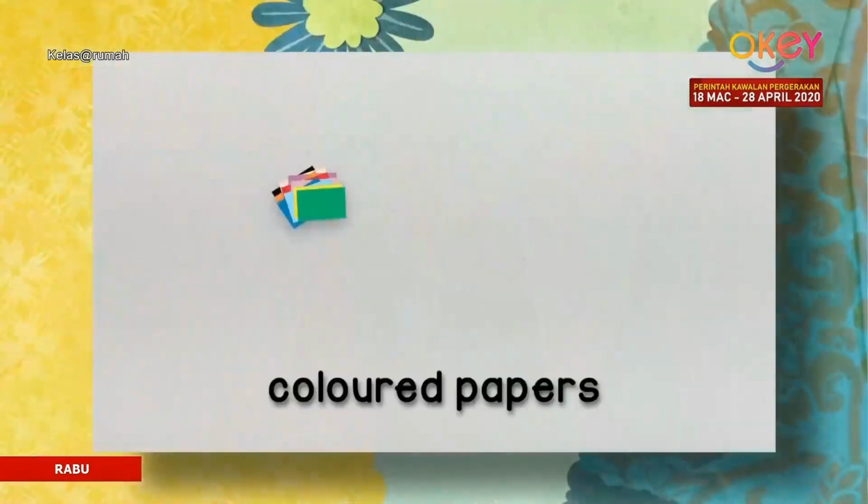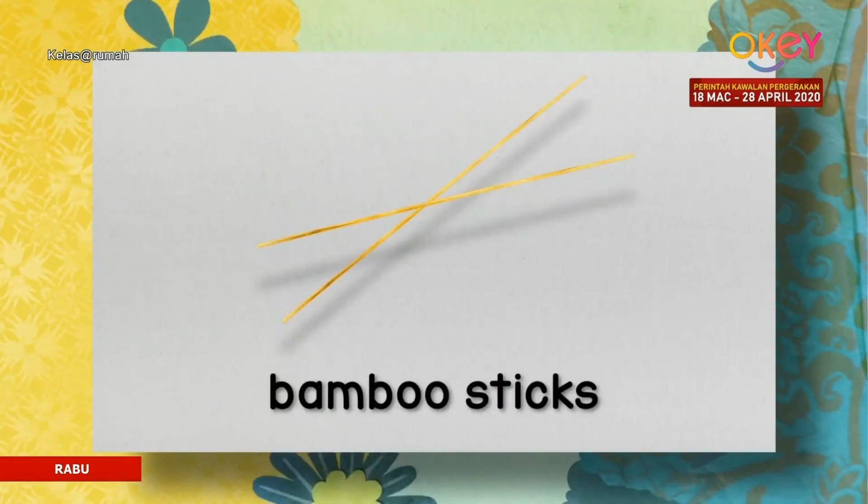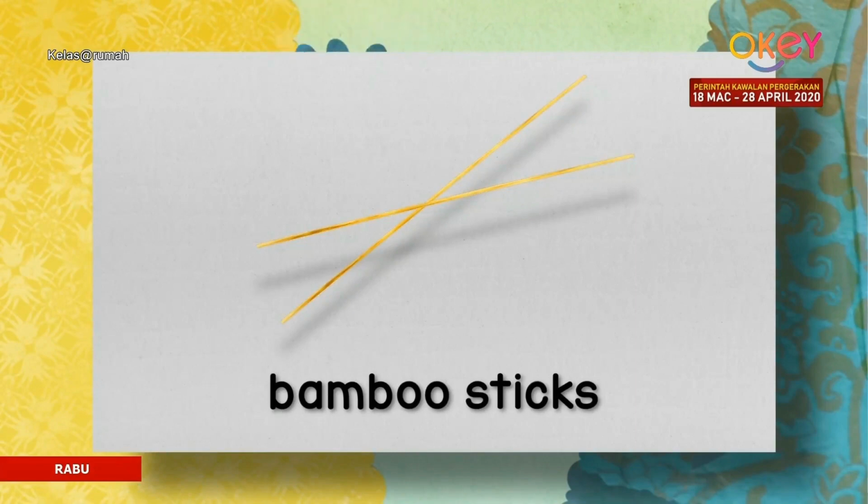It's really simple. All you need are colored paper. You can use any colored paper that you have. Two long bamboo sticks. This is to make the frame of the kite. So if you have short sticks, you'll end up with a small kite. If you have longer sticks, your kite will end up bigger. So make sure your sticks are long enough.